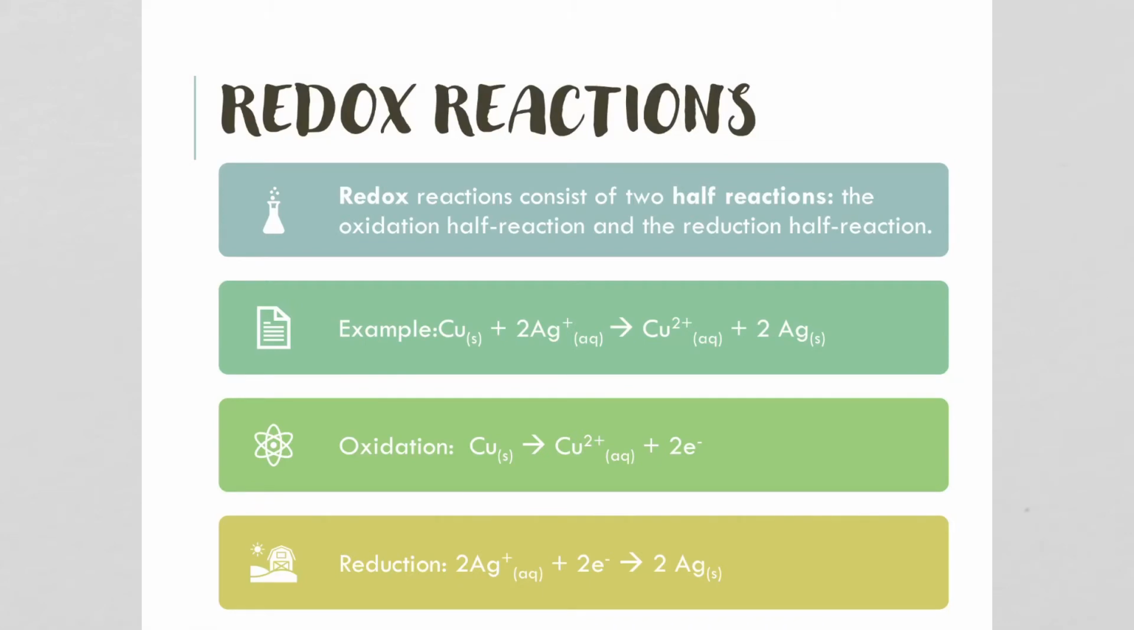Redox reactions consist of two half reactions, the oxidation half reaction and the reduction half reaction. If we took a look at this reaction here, we have copper reacting with silver ions to make copper ions and silver. What's happening is the copper is losing 2 electrons, so it's the oxidation because it's becoming a positive ion. So copper becomes copper 2 plus and 2 electrons, and then the reduction is the 2 silver ions gaining 2 electrons to become 2 silver atoms. So that would be the example of the two half reactions.